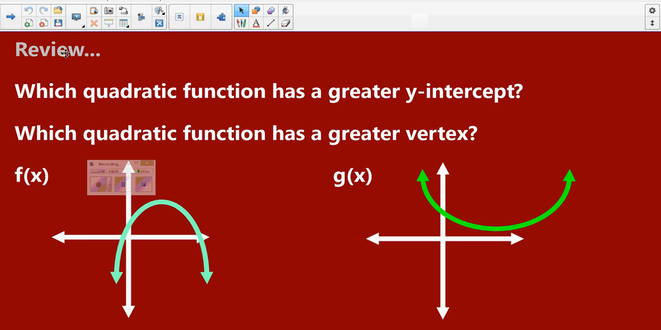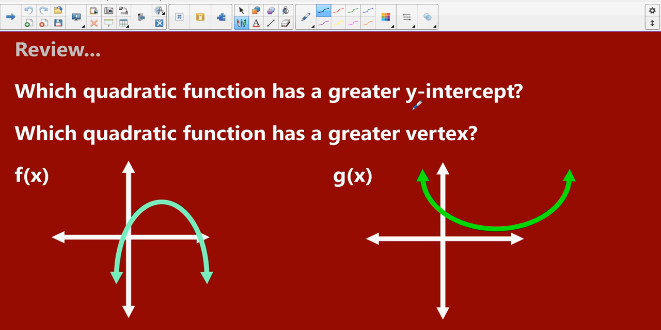Okay, so just as a quick review, we have two quadratics here. We have f of x and we have g of x, and we want to figure out which one has the greater y-intercept and which one has the greater vertex.